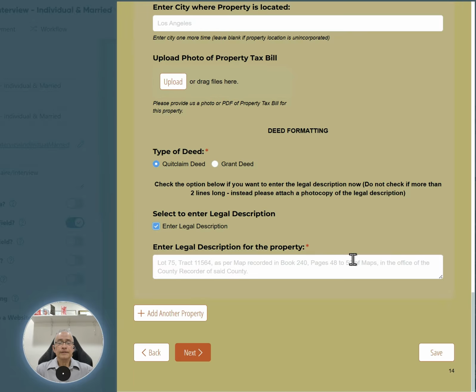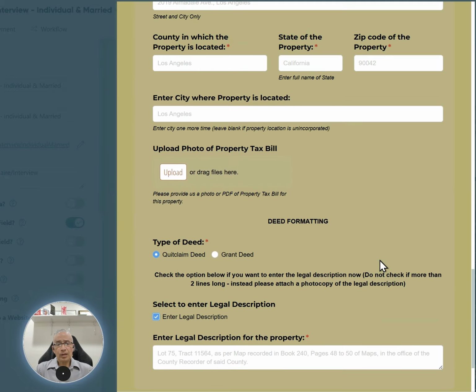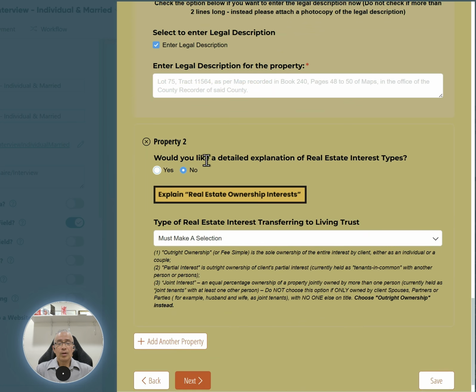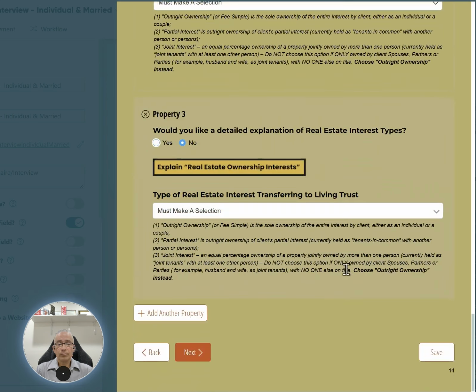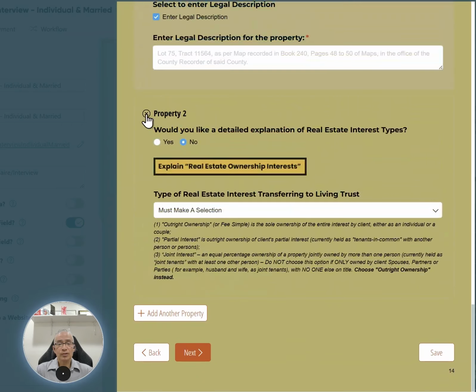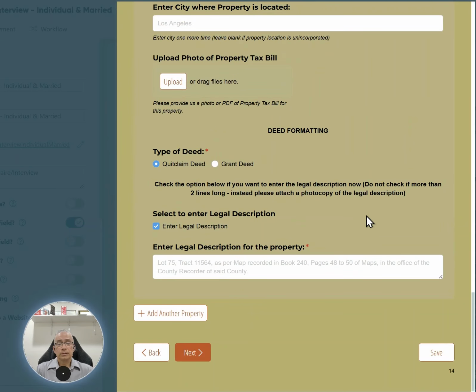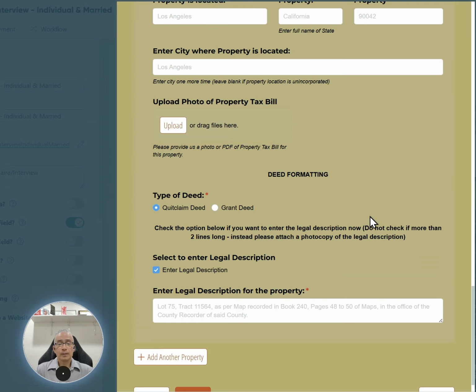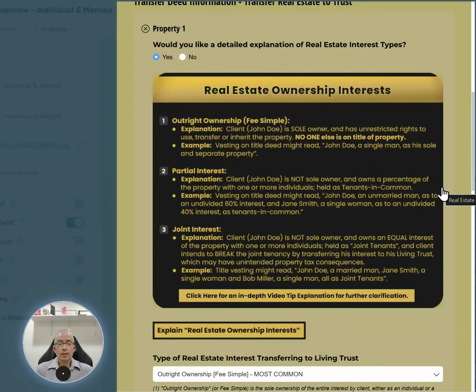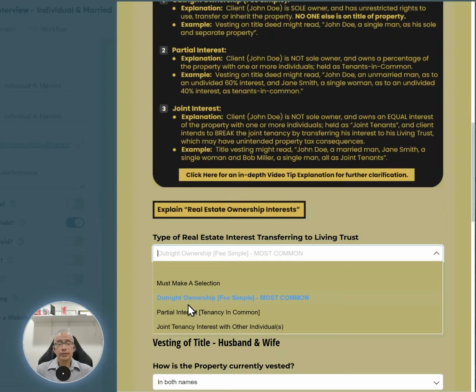I'll get that. And then if they have a second property that they're going to put under the trust that the clients are the sole owners of, you'd add another property. Property number 2, property number 3, property number 4, whatever number of properties they have that they want to put under the trust where they are the sole owners, you'd use this section for that. So I hope that helps. And now we'll move to the next section, which would cover partial interest transfers or tenancy in common.